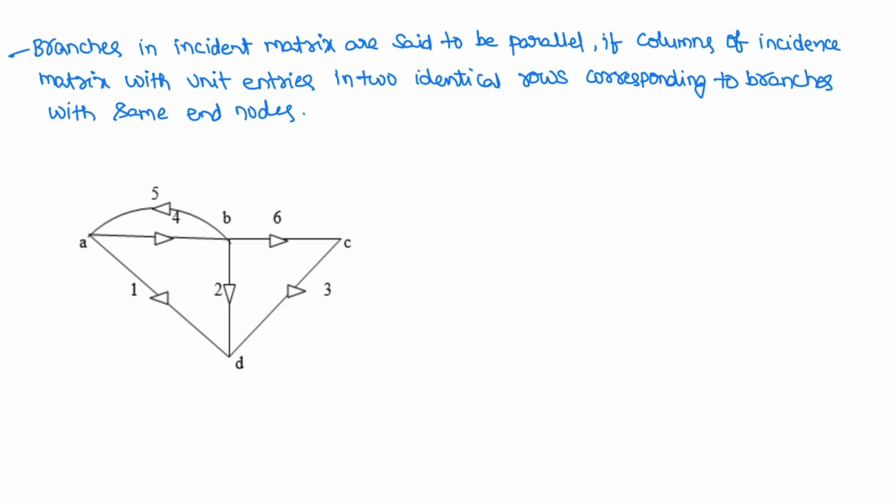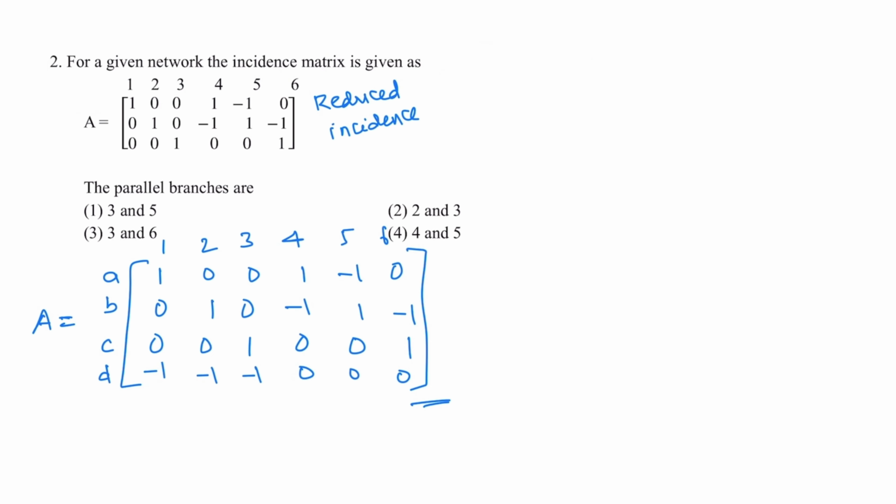The condition for parallel branches is that branches in an incident matrix are said to be parallel if columns of the incident matrix have unit entries in two identical rows, corresponding to branches with the same end nodes. This condition of parallel branches is not satisfied by this incident matrix. So there is no correct option for this question.